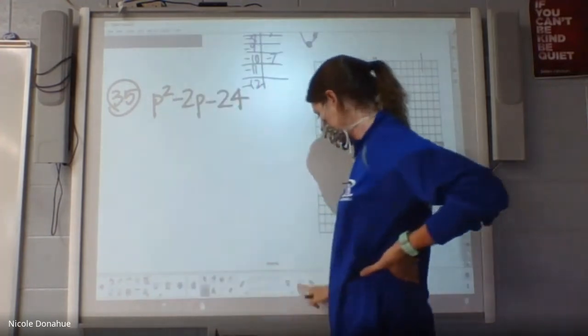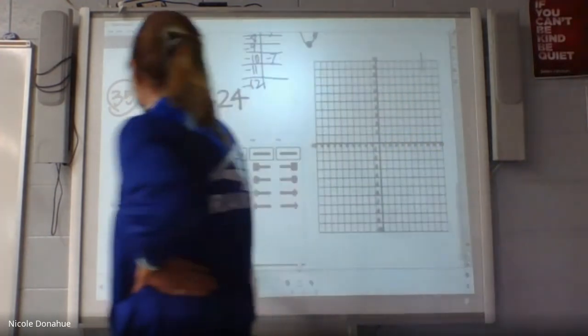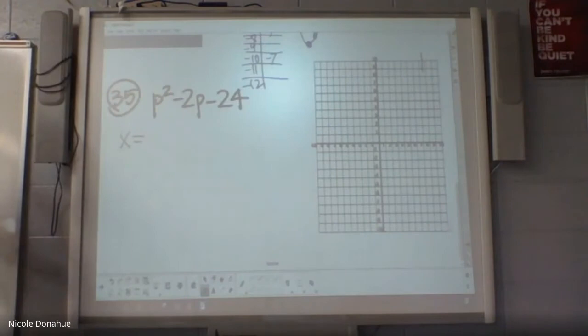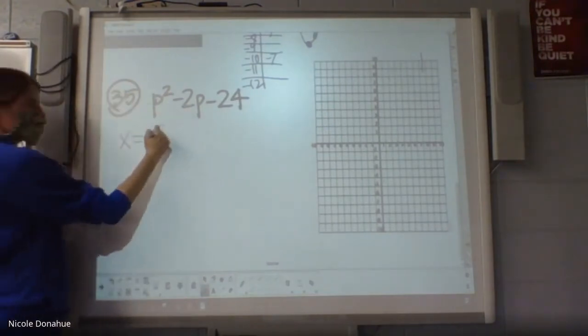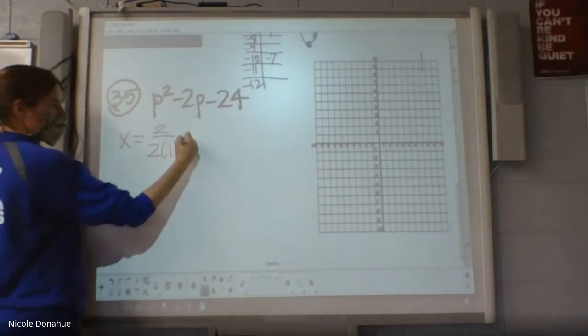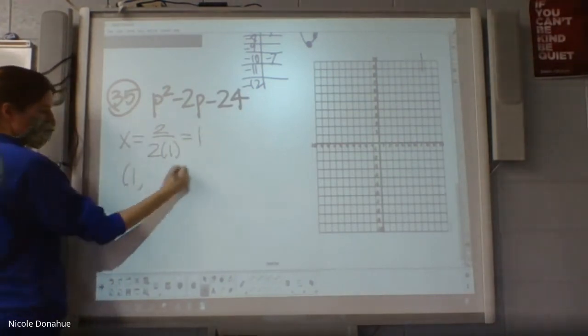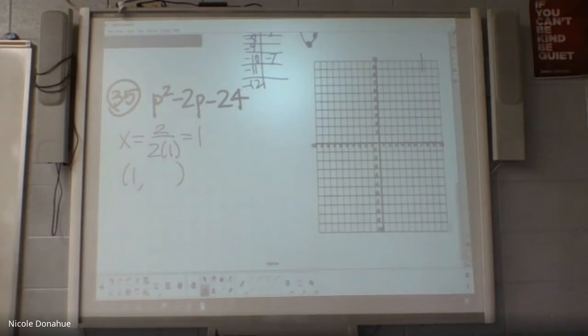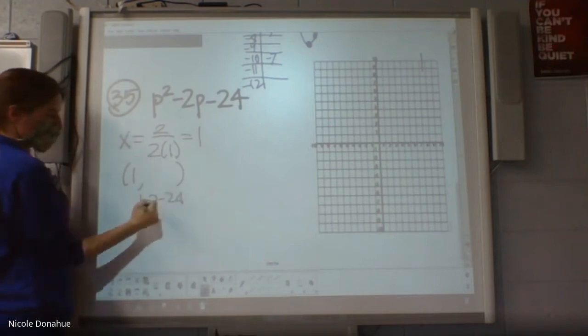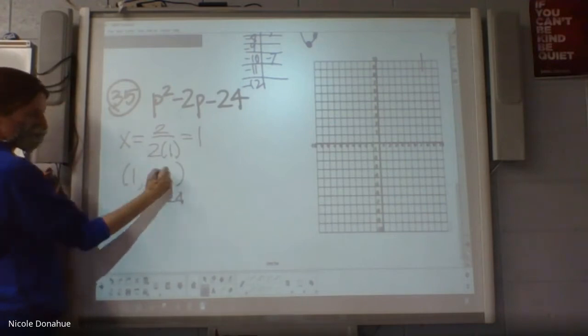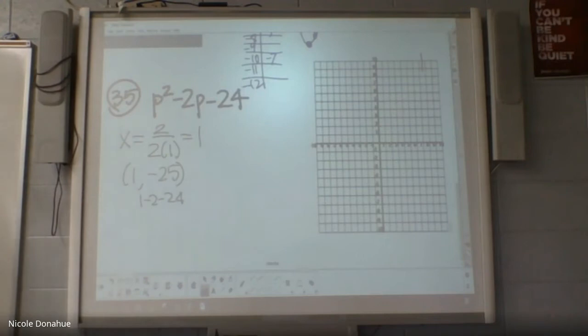Okay, so we want you guys to solve this one. So x equals negative b over 2a. The opposite of negative 2 is going to be positive 2 over 2 times 1. So 2 over 2, which is 1. So 1 comma, then 1 squared is 1. Minus 2 minus 24. So this is going to be a negative 25. So well off our graph.